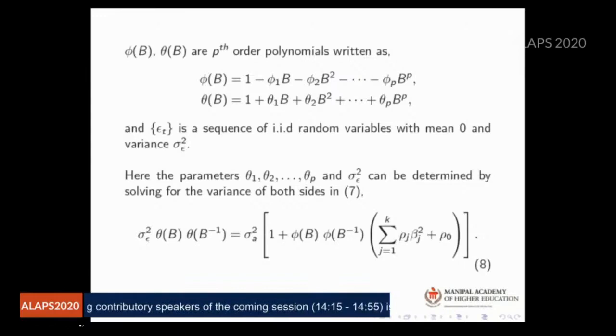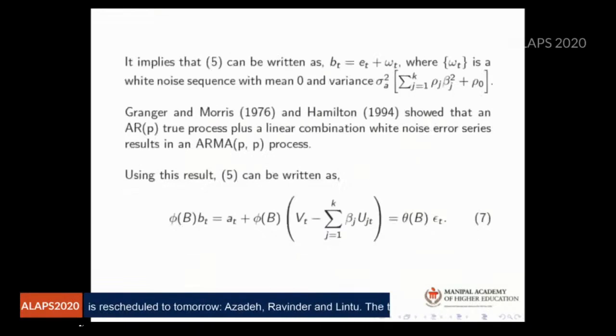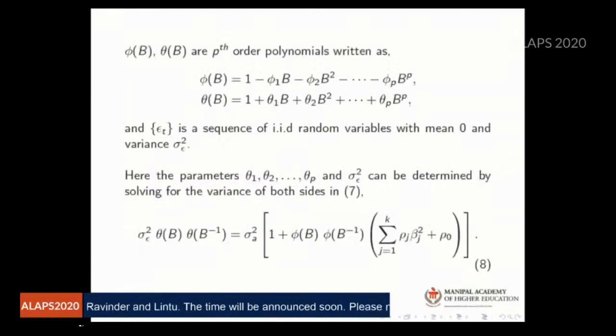Here the parameters theta1, theta2, theta3 and so on till theta p and sigma square epsilon can be determined by solving for the variance equations of both sides in equation number 7. So we have equation number 7 and we solve for the variance of this equation, and then we get equation number 8. And then comparing the coefficients of the backshift operator B on both sides, we can determine the parameters theta1, theta2 till theta p and sigma square epsilon.